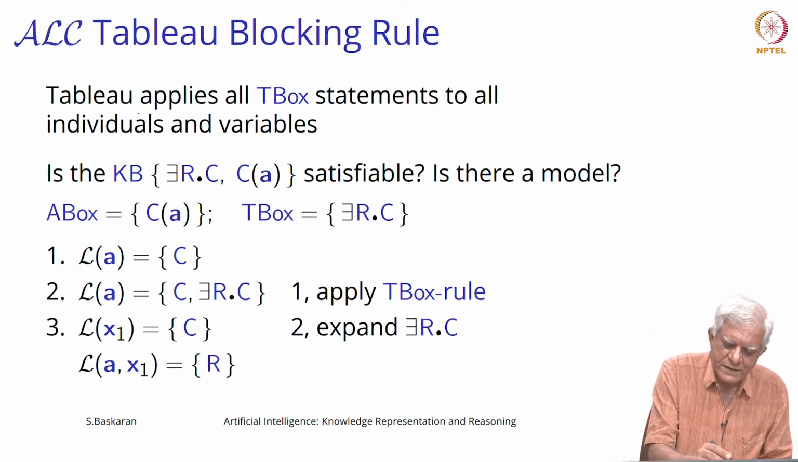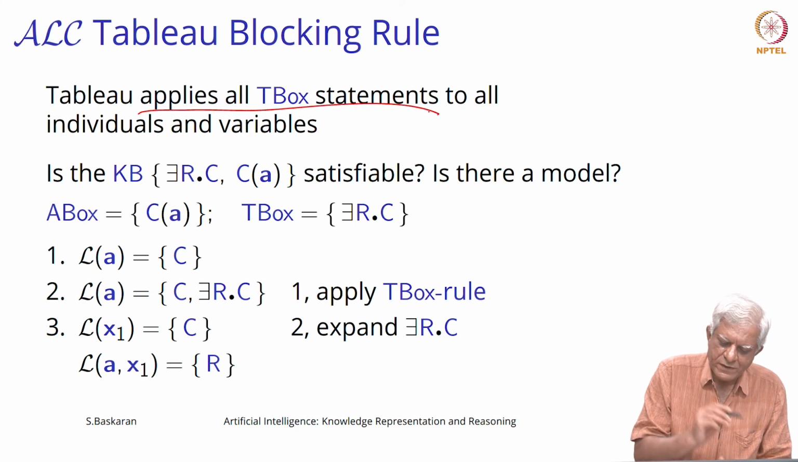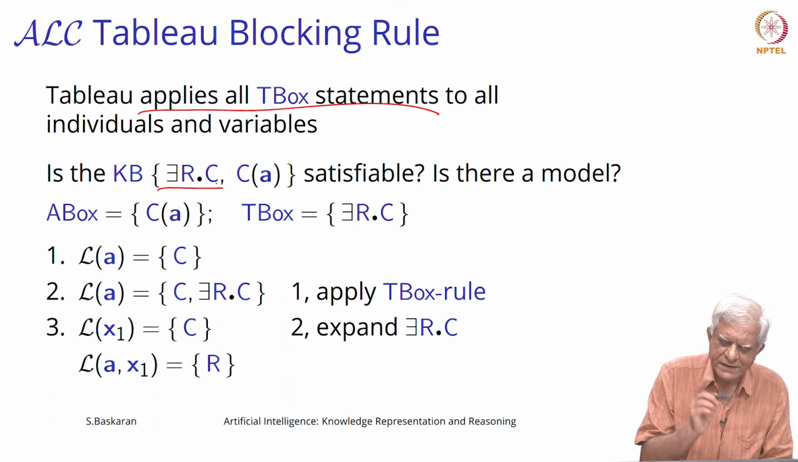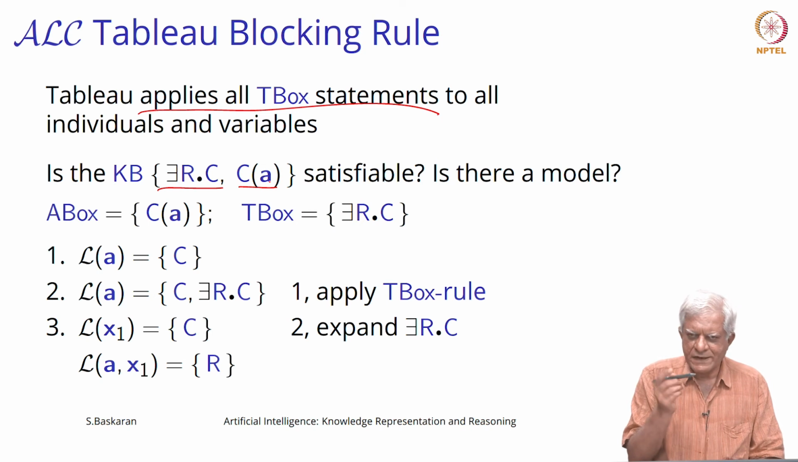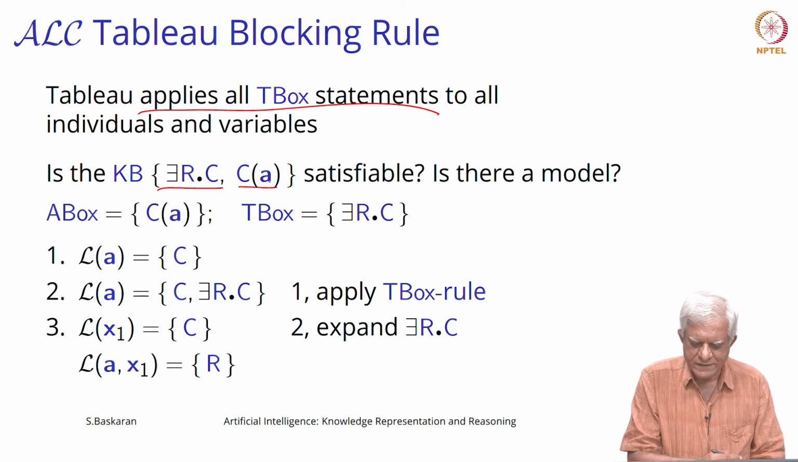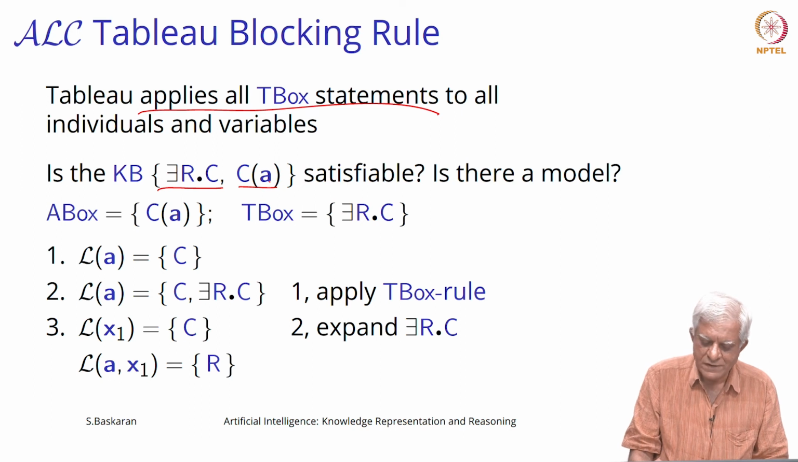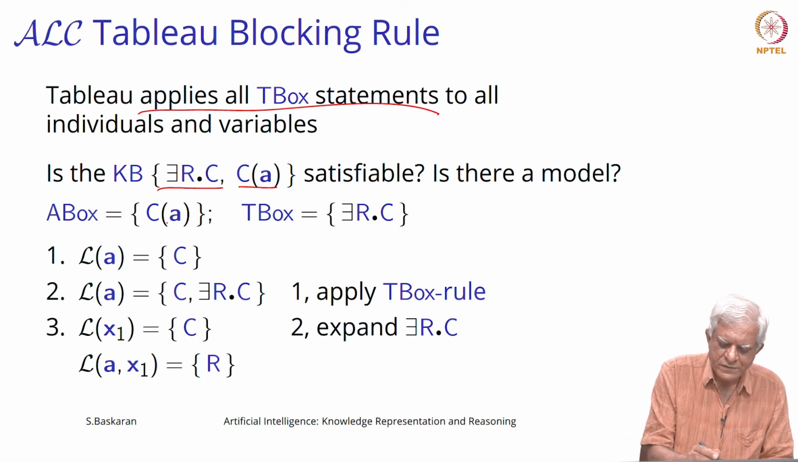So, apply all T box statements to all individuals, that is the basic idea of the T box rule. Let us say that we have in our knowledge base a sentence which says there exists at least one role filler from the class C, and we know that there is an element A which comes from the class C. Is this satisfiable? Is there a model for this?